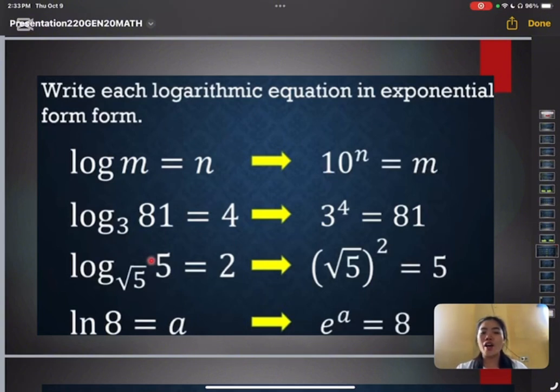Next, we have the logarithm of 5 with base square root of 5 is equal to 2. Then for exponential form, we have the quantity of square root of 5 raised to 2 is equal to 5. Next, we have ln 8 is equal to a. So since it's ln, that's natural logarithm, we know it's understood that the base is e. So we have e raised to the power of a is equal to 8.